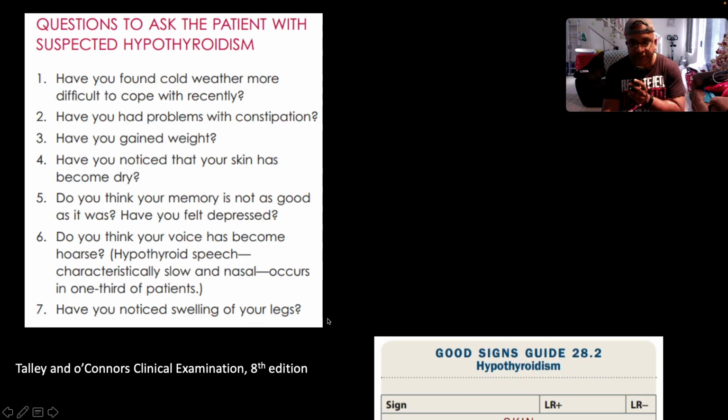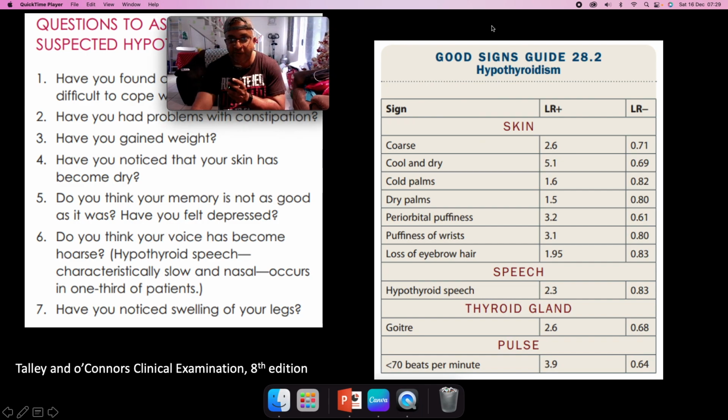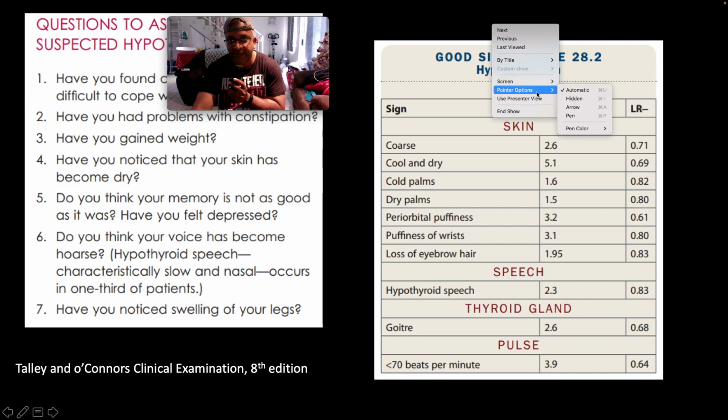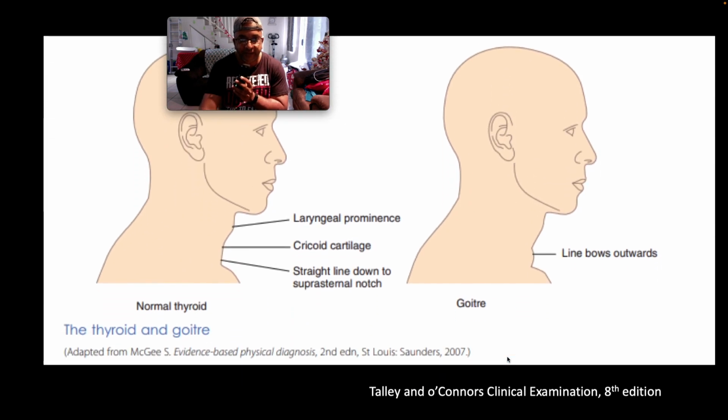Okay, and the Good Signs Guide from Tally tells us these are probably the most reliable signs in the setting of hypothyroidism. In the skin, looking at coarse and dry skin, cold palms, dry palms, periorbital puffiness, loss of eyebrow hair. So the speech is hypothyroid speech.